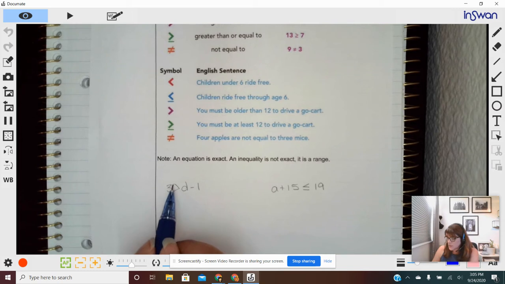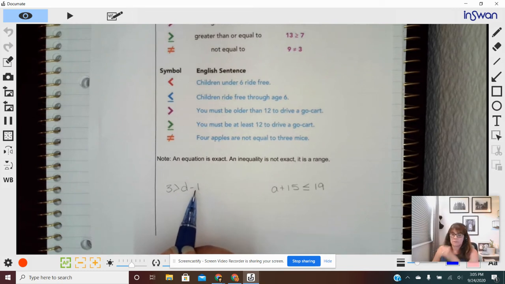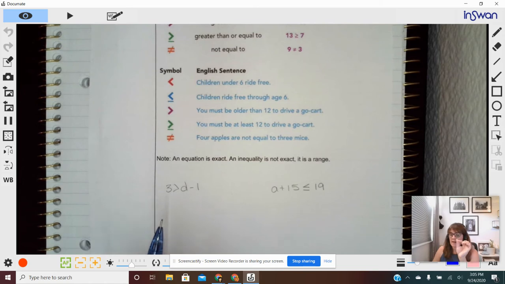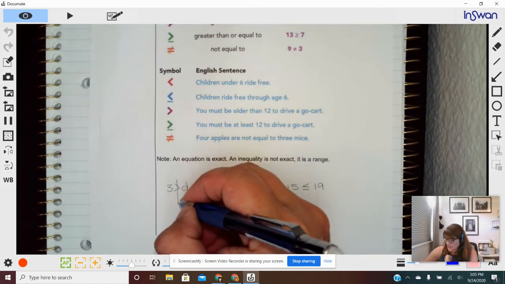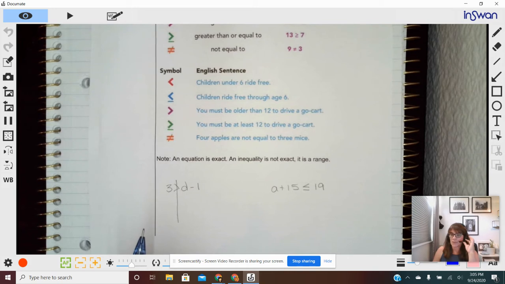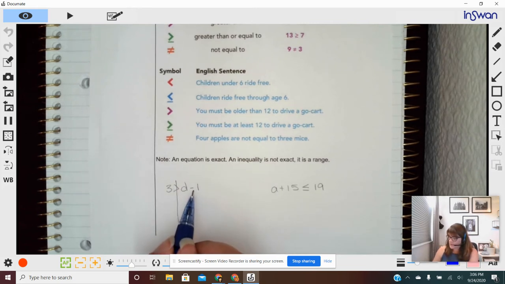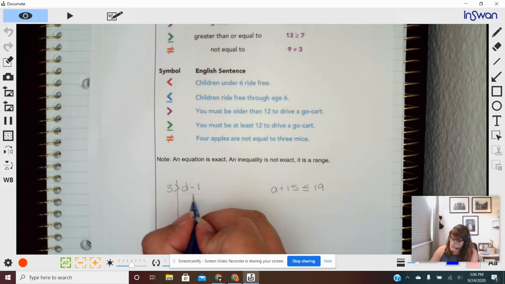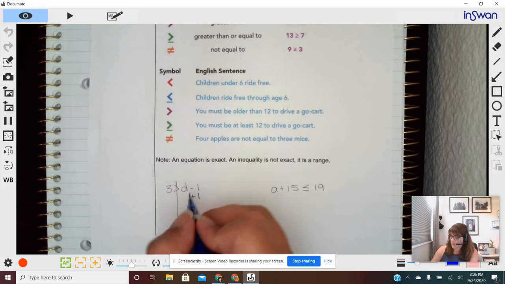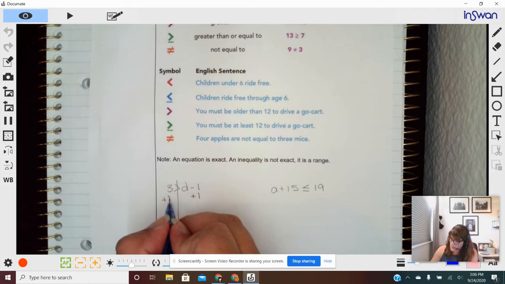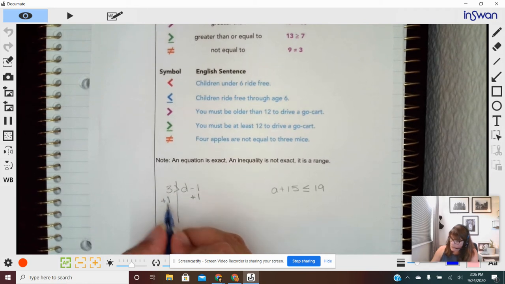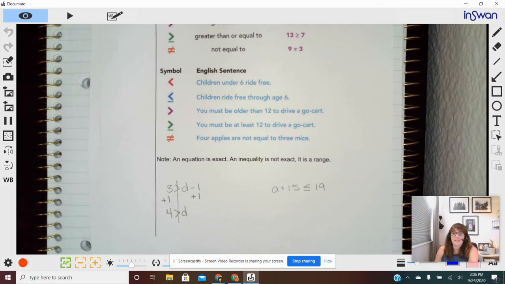So 3 is greater than d minus 1. We solve these exactly the same way we solve equations. So I'm going to draw a line right through the inequality symbol. We still need to isolate the variable. Well, the inverse operation of minus 1 is plus 1. That's going to make a 0 pair for me. So 3 plus 1 is 4. 4 is greater than d, whatever d is.